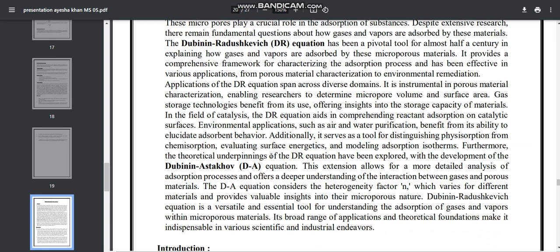The DR equation's theoretical foundation expanded with the Dubinin-Astakhov (DA) equation, providing a detailed analysis of the adsorption process. Considering the heterogeneity factor N, it offers an insight into the material differences. The DR equation is a crucial and versatile tool in understanding gas adsorption in tiny pores, vital in various applications, that is, scientific or industrial applications.